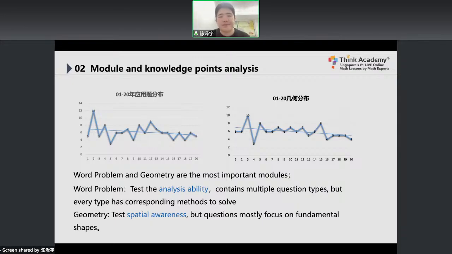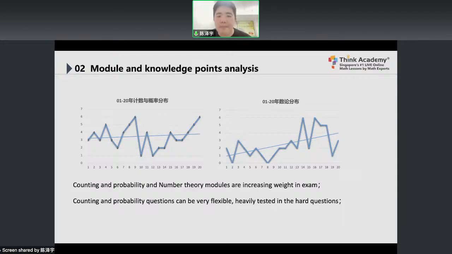Also, I mentioned counting and probability. As you can see, in the past 4 years, it's increasing in weight. It's getting more important in AMC8. Counting and probability itself is a secondary school material, and it is also very difficult for students in primary school. So if you want to get an honor roll in AMC8, if you want to get a distinguished honor roll, you need to learn this.